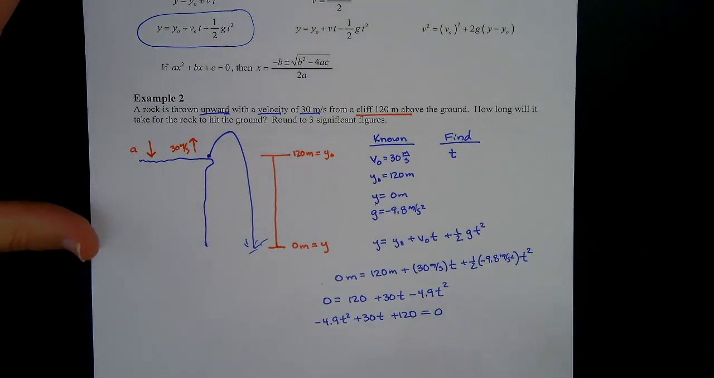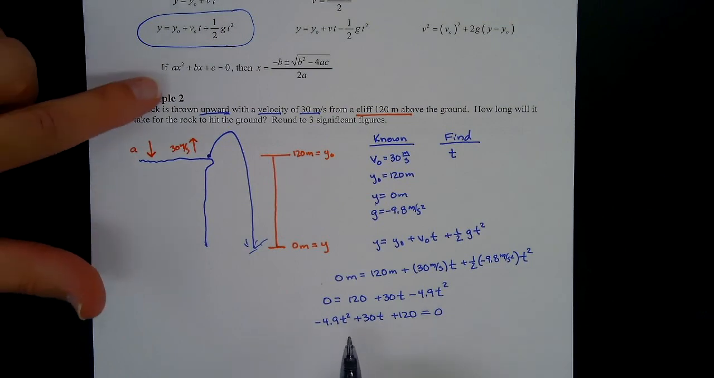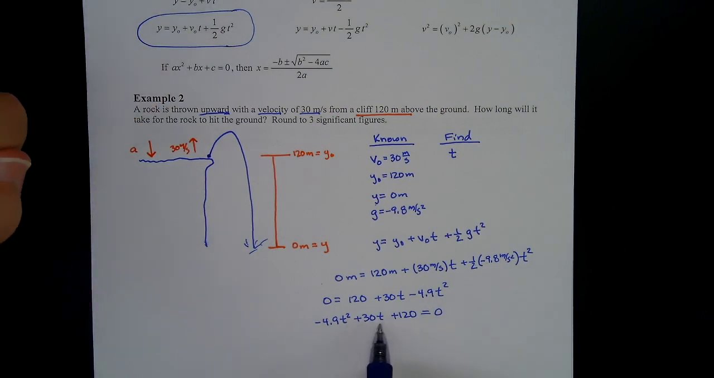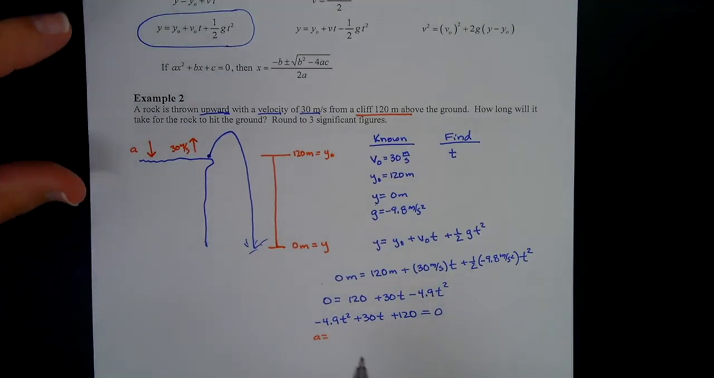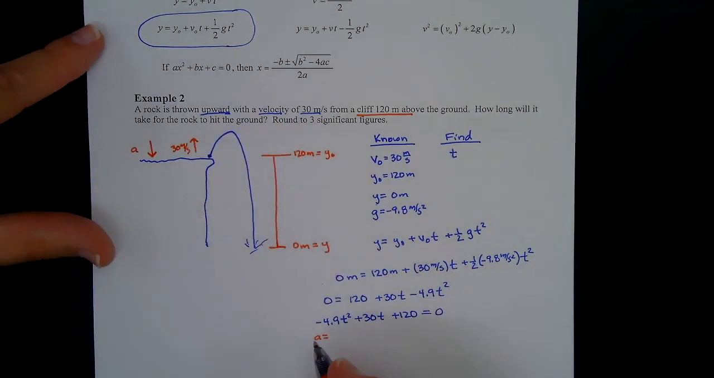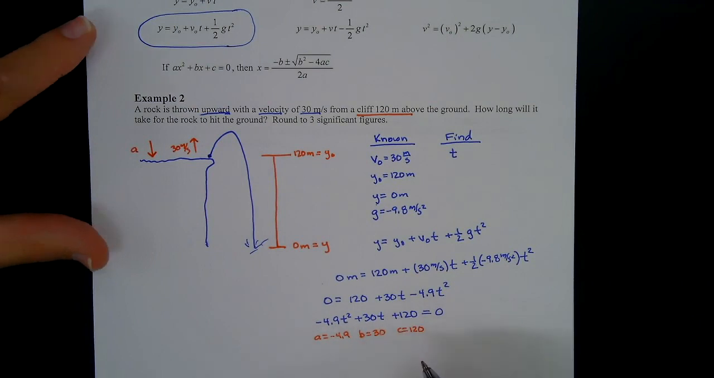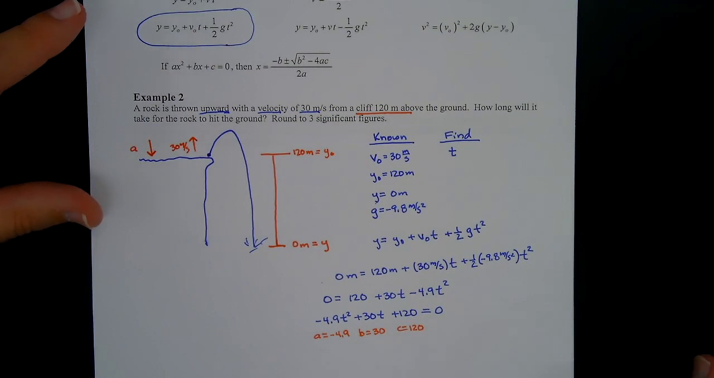Now, one thing that's different is our variable is not x. Our variable is actually t. So it's not going to be x equals, it's going to be t equals. And a few other things. I know that this a is the a from the quadratic formula. A is this number right here, so a is negative 4.9. My b is 30. And my c is 120. A, b, and c are all numbers, okay?